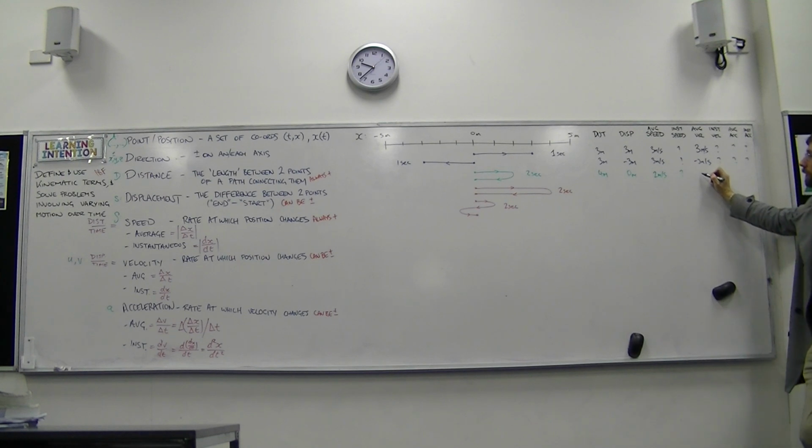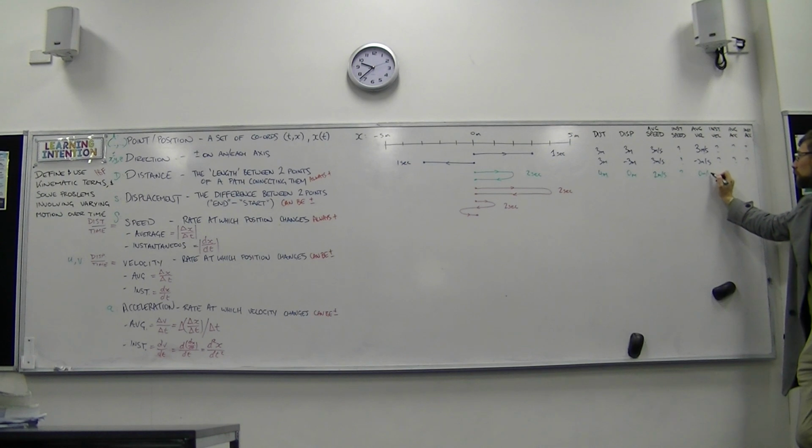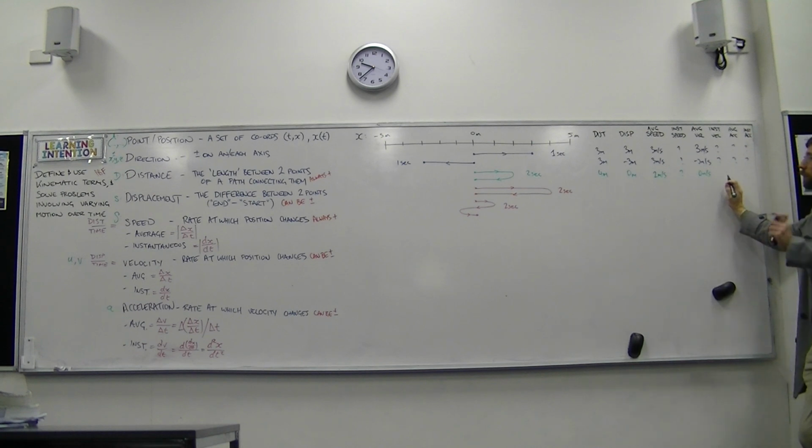Dean, average velocity? 0. Why is it 0? It didn't displace anywhere. Okay, it didn't displace, right? The displacement was 0, and average velocity is displacement over time. Beautiful.